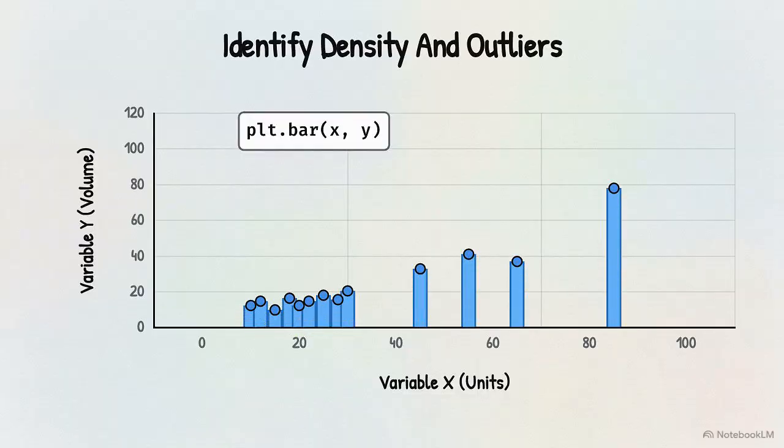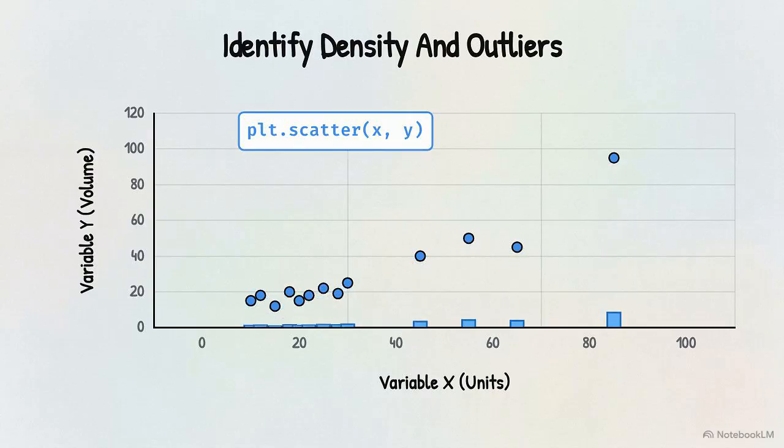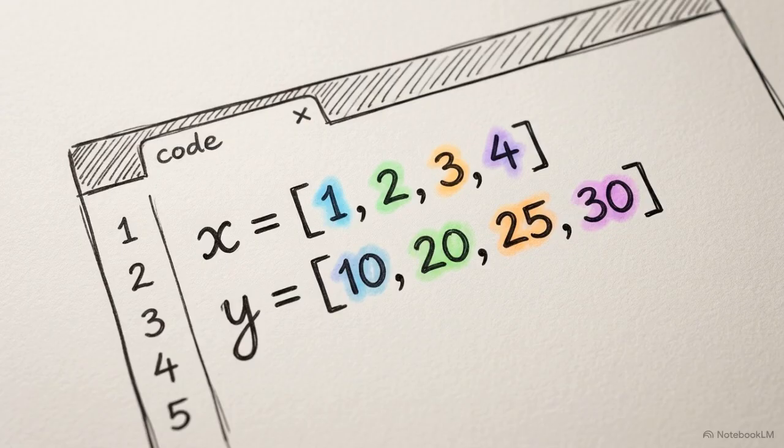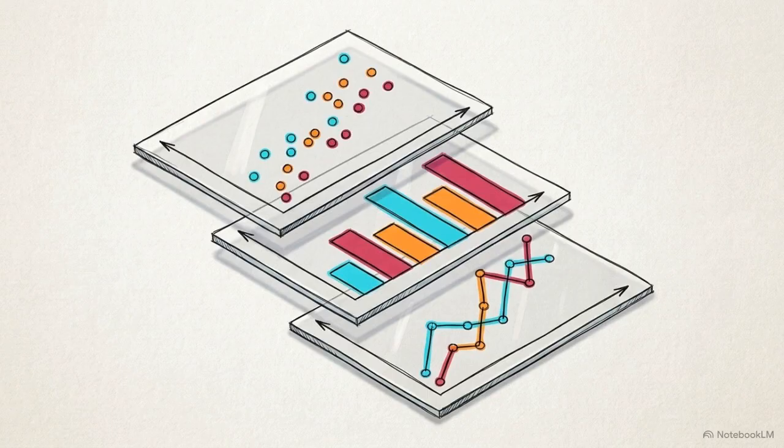You can shift the perspective again by changing the command to plt.scatter(x, y). By removing the connecting lines and the column volumes, we remove the implied narrative of the trend. This leaves independent points relating directly to the x and y axes, making it easier to spot the density and outliers in the dataset. Notice that the underlying Python lists never changed. The data remained identical, but adjusting the plotting command changed the analytical focus of the visualization.